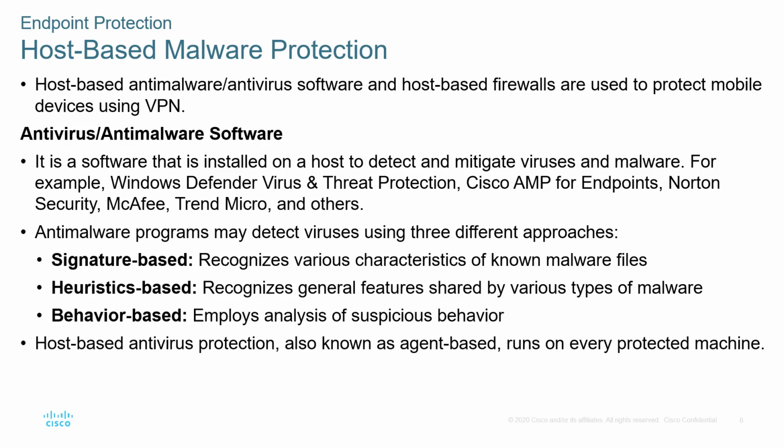The big takeaway here is there are a few different approaches on how we can do this. Signature, behavior, heuristic. So a signature-based approach will recognize various characteristics of a known malware file based off of a signature. Could be a hash, could be the way it's coded. It's going to be looking at various characteristics to recognize what a virus would look like.